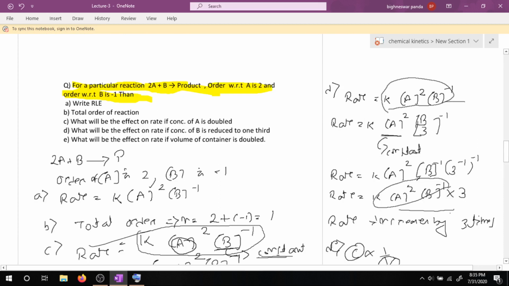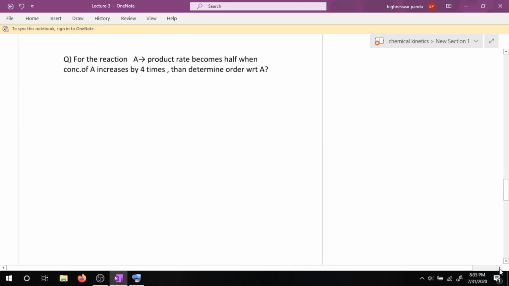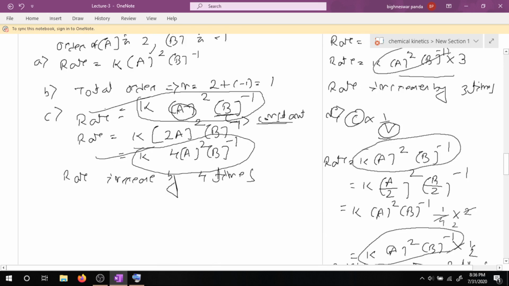So we have already discussed the 5 types of problem regarding order of a reaction. Here is another question: for the reaction A gives rise to product, rate becomes half when concentration of A increases by 4 times, then determine order with respect to A. Here I have an equation, A gives rise to product, and the rate becomes half when concentration of A increases by 4 times. This is the problem solving approach, but you don't need to worry about that.